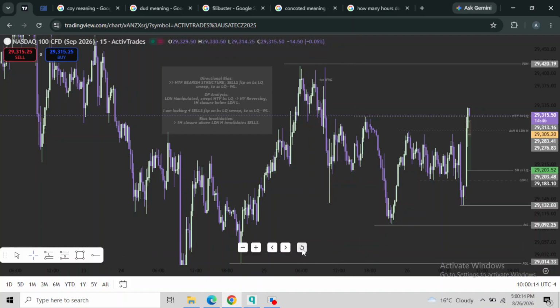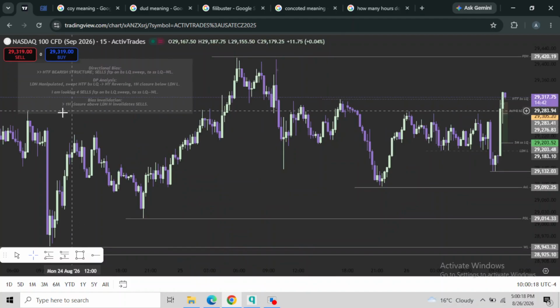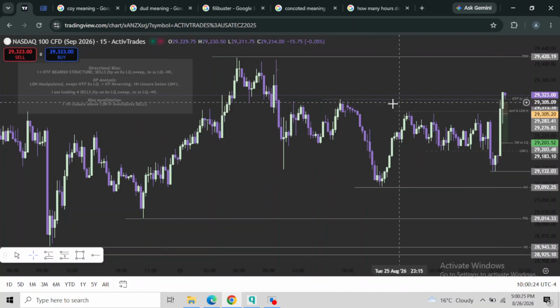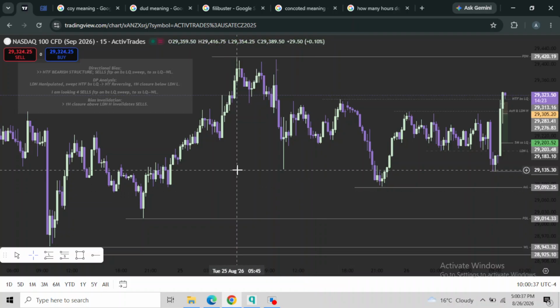So the market just closed above and I was wrong. So here is my analysis says 1 hour closure above London high invalidates sales, but I had already taken some sales after this high time frame buy side liquidity was swept. So yeah, we'll come again tomorrow and try again. It was a good one.